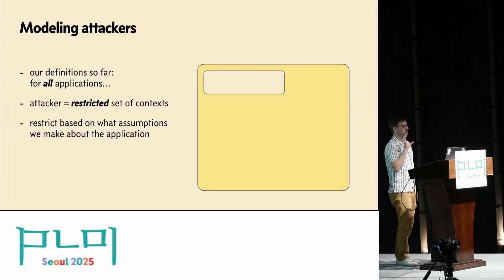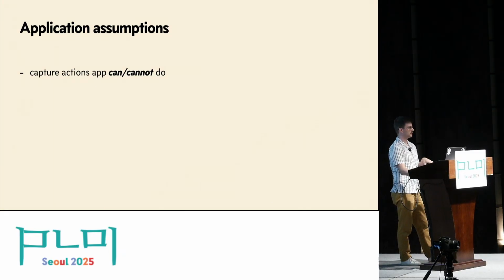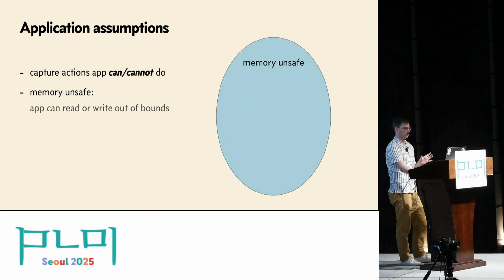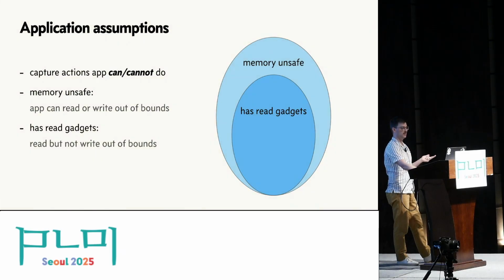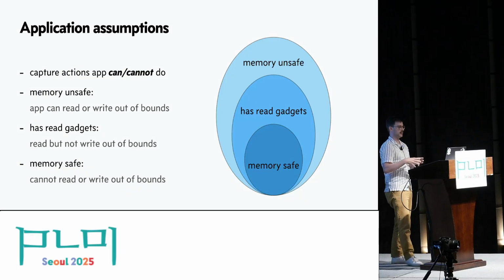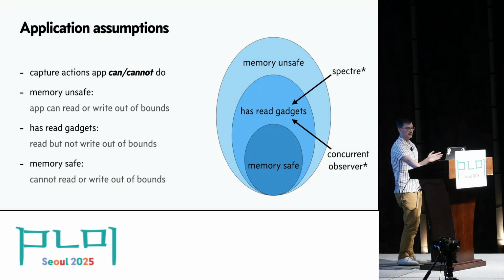And in particular, we're going to restrict based on assumptions about how the application behaves, as we talked about earlier. These are going to capture actions that the application can or cannot do. And in the paper, we instantiate several particular application assumptions, including memory unsafe attackers, which can read or write out of bounds and are essentially unbounded attackers, having read gadgets, which can only read out of bounds but can't take these more active attacks, and then memory safe attackers. So these are applications like Rust. We further model both speculative execution and concurrent observers as a separate class of attacker models that are going to be related to having read gadgets.